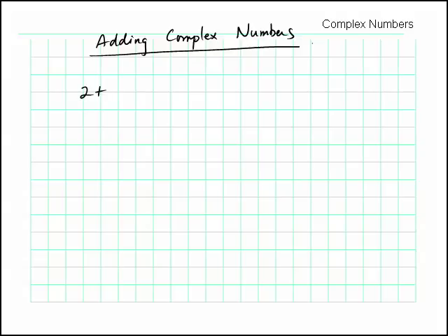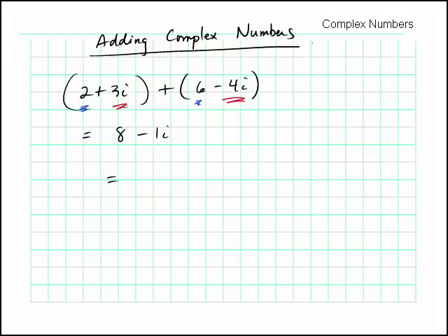For instance, 2 plus 3i is a complex number, and I want to add that to 6 minus 4i, another complex number. Very simple. All I got to do is add my like terms. 2 plus 6 gives me 8, and the 3i minus the 4i is negative 1i. And so adding those complex numbers together, I get 8 minus i.